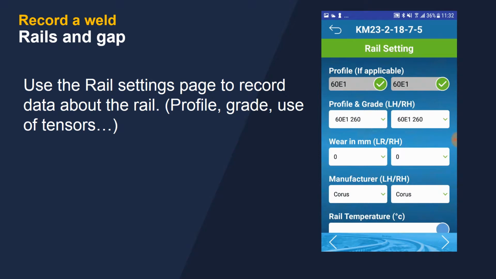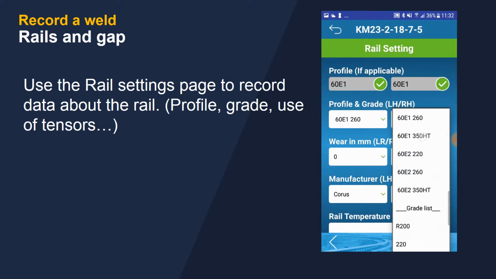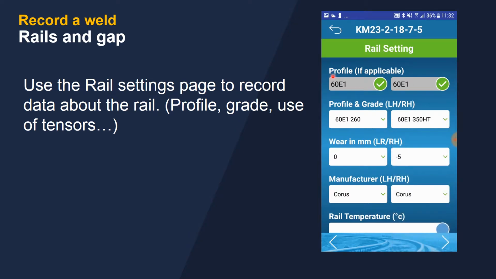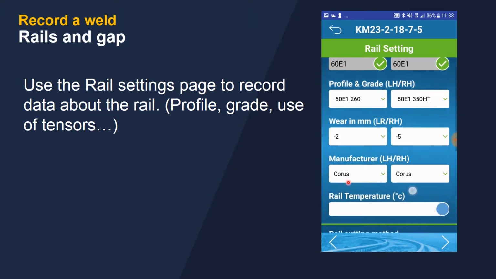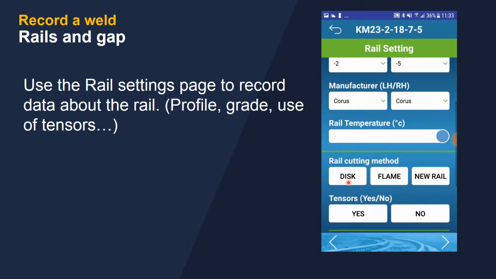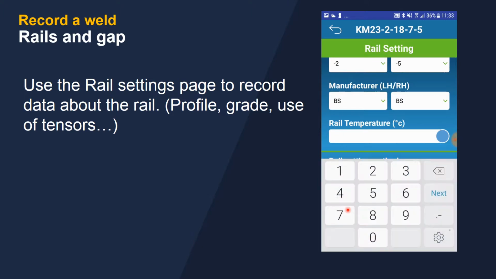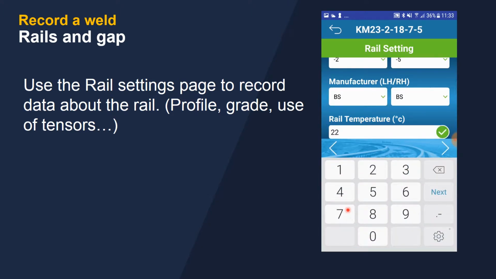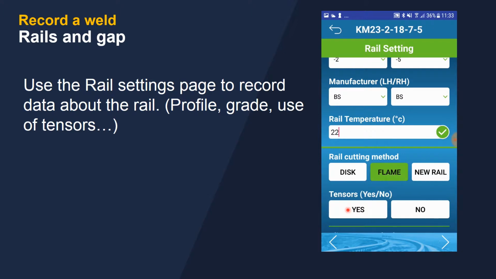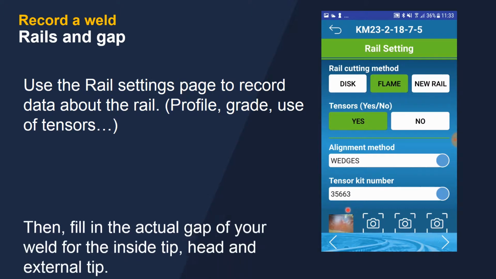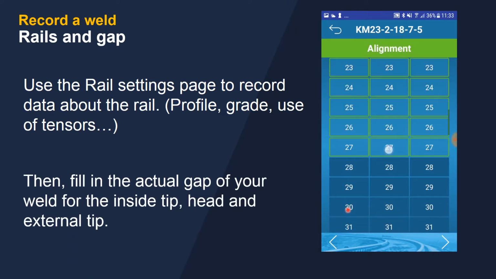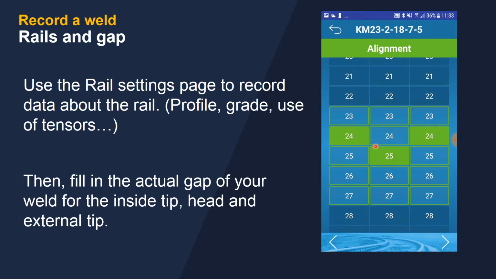The following page concerns the rail settings. Use the rail settings page to record data about the rail: profile, grade, use of tensors, for example. Then, fill in the actual gap of your weld for the inside tip, head and external tip.